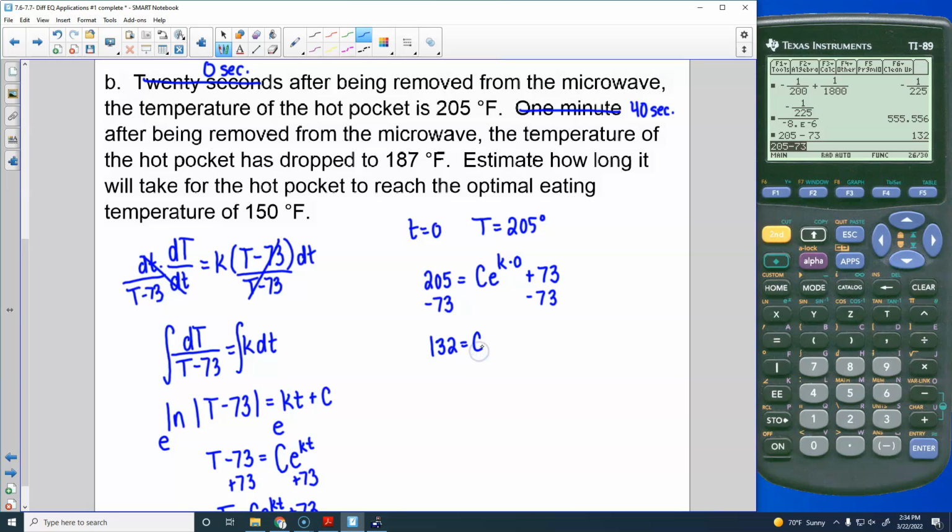So we're going to get 132 for our C, because our e to the 0 is just going to be 1, so it's going to go away. So now we've got T equals 132 e to the kt, plus 73.